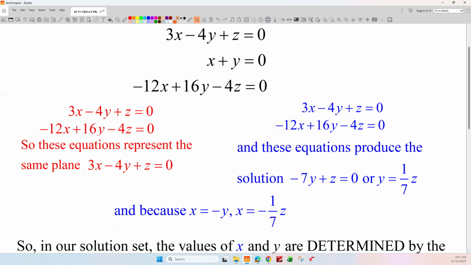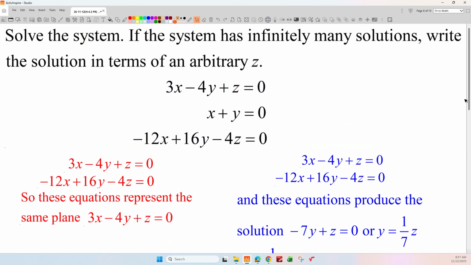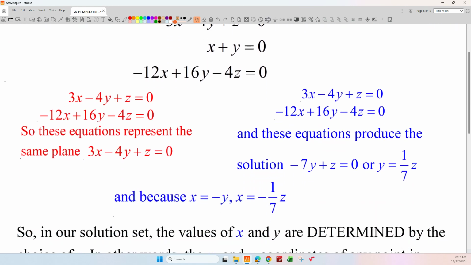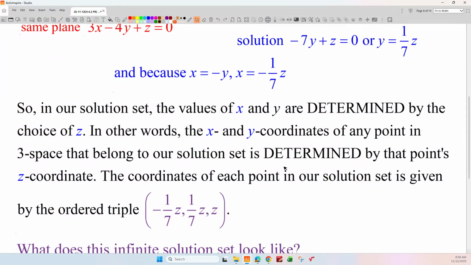Again, for your notes, here's what we did. We decided that equations 1 and 3 were the same thing, so they represent the same plane. And because x equals negative y, we're able to solve for y in terms of z and therefore x in terms of z, right? Okay, so that's what we did. That'll be there for your notes.